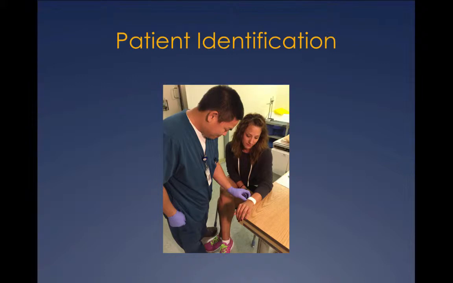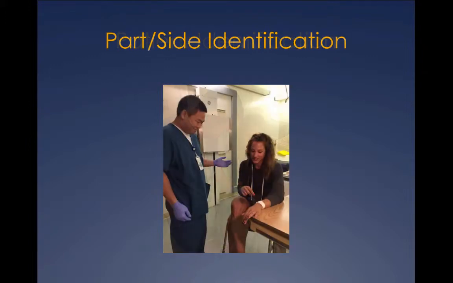Step 2 is correctly identifying your patient. This can be done in several ways. Often a name band is checked for comparison of names. You can also check the birth date or the medical record number to be sure. The next step is identifying which part and what side of the body has been injured.